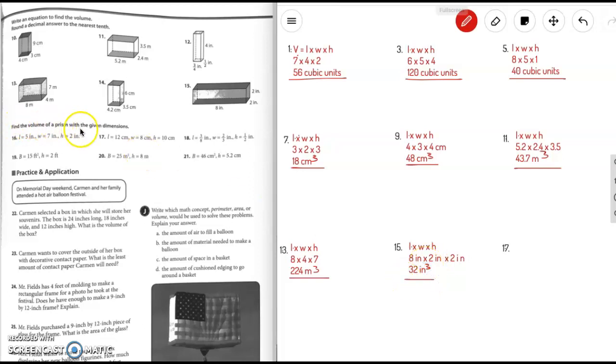Find the volume of a prism with the given dimensions. So same thing, they're just not going to draw us the shape this time. Same formula. So 17, let's see. The length is 12 centimeters times width times height. Just simple multiplication, right? 960 centimeters cubed.